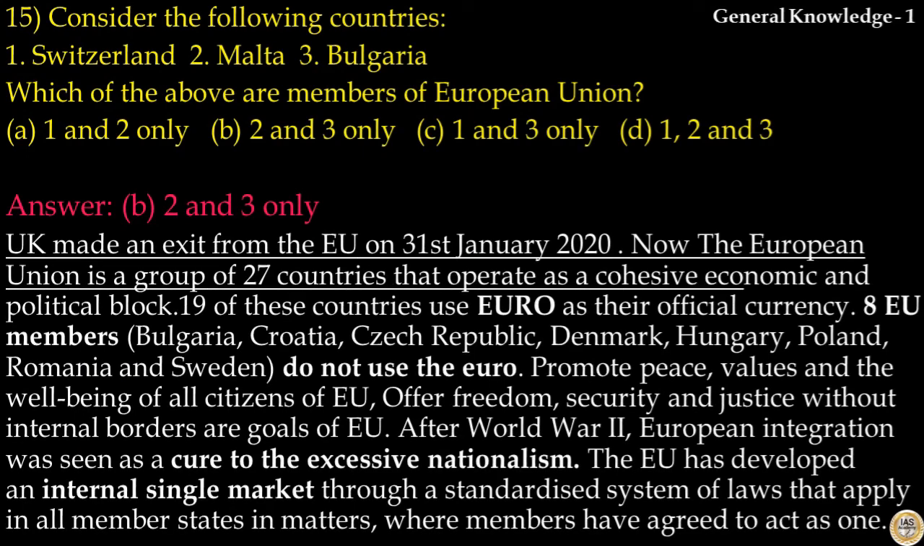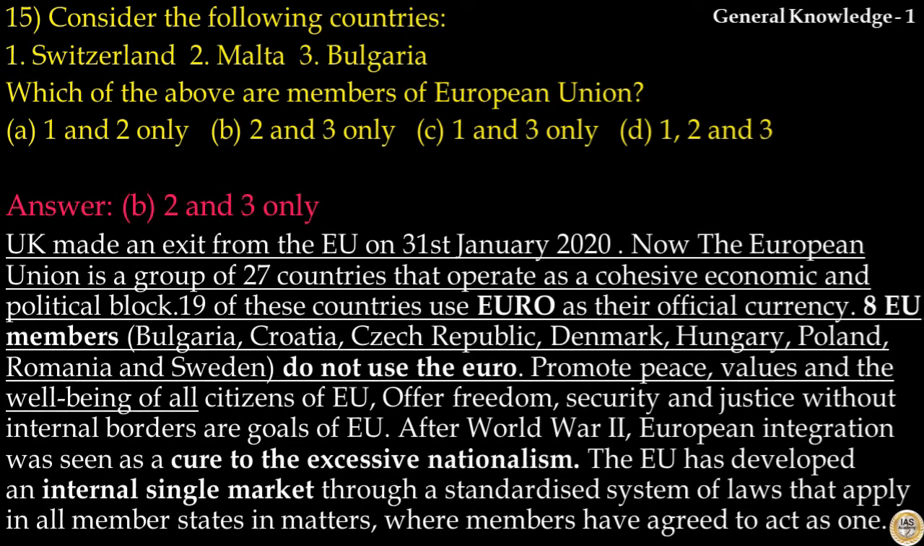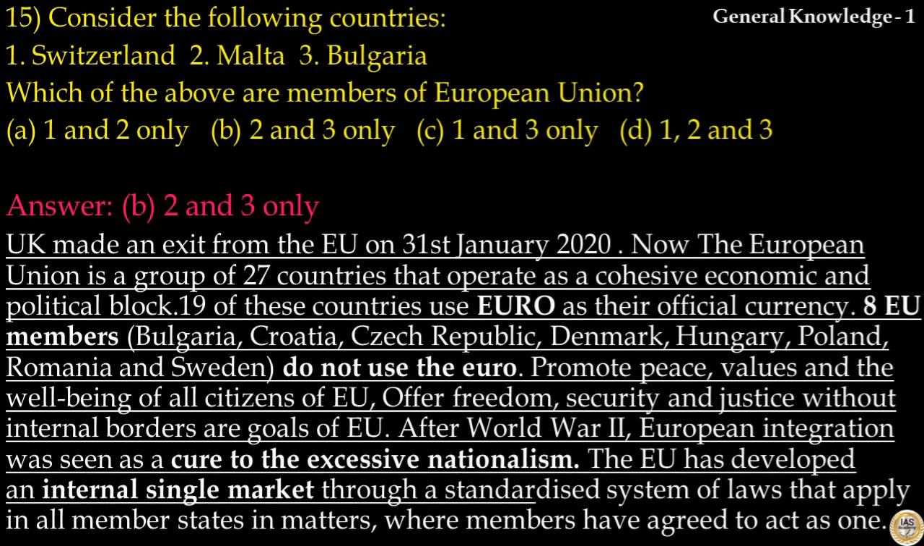UK made an exit from the European Union on 31st January 2020. Now the European Union is a group of 27 countries that operate as a quasi-economic and political bloc. 19 of these countries use Euro as their official currency, while 8 European Union members do not use Euro. Promote peace, values and the well-being of all citizens of European Union, offer freedom, security and justice without internal borders are goals of European Union.